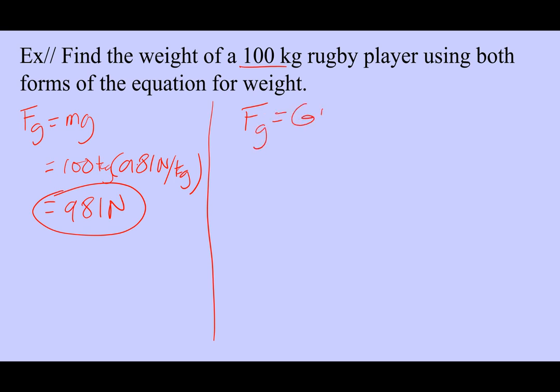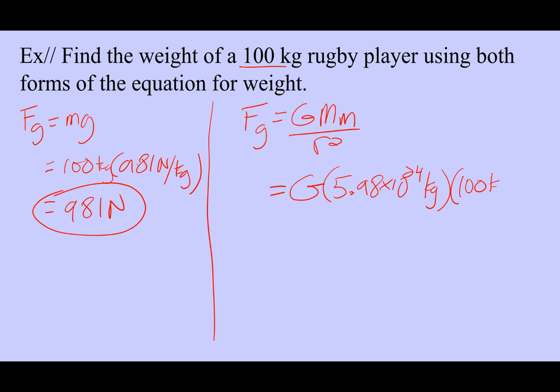So here's the big version of the formula: G, mass of the Earth, mass of the rugby player, divided by r squared. So that's going to be capital G. I'm not going to write it out because I'm going to run out of space, but it's 6.67 times 10 to the negative 11 times mass of the Earth, 5.98 times 10 to the power 24 kilograms. Mass of the rugby player, 100 kilograms. How far is it from the Earth? It's the radius of the Earth.